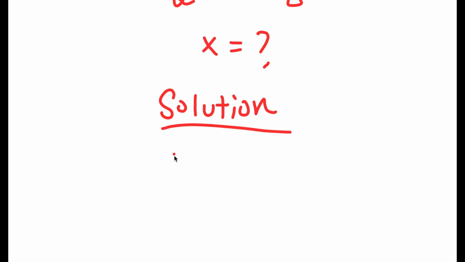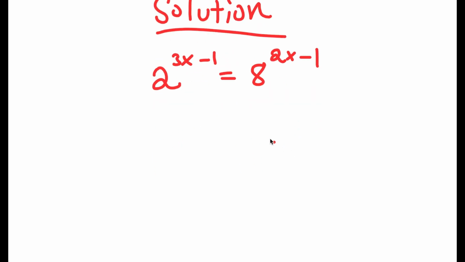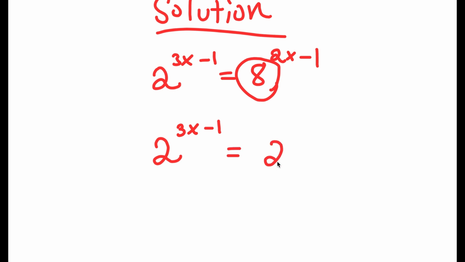I'm going to first start by rewriting my equation. So my equation was 2 to the power of 3x minus 1 is equal to 8 to the power of 2x minus 1. And what I'm going to first do is start by rewriting 8 here as 2 to the power of 3, because 8 is equal to 2 to the power of 3. So now I have 2 to the power of 3x minus 1 is equal to 2 to the power of 3 to the power of 2x minus 1.